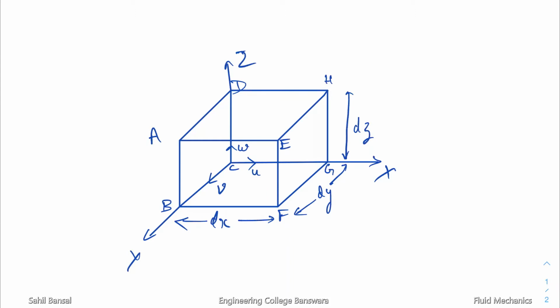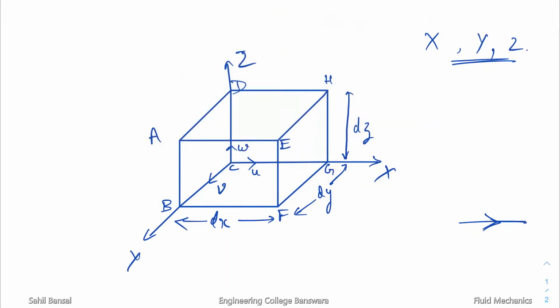So first of all, let me tell you, we are going to calculate the flow rate for 3 different directions, that is for the x direction, the y direction, and the z direction. For all the 3 directions, I am going to calculate the continuity equation separately, and then I will combine them to get the continuity equation in 3 dimensions. So first of all, let's talk about the x direction.